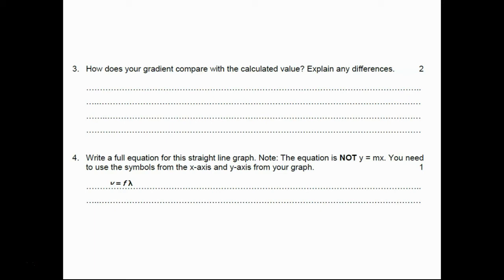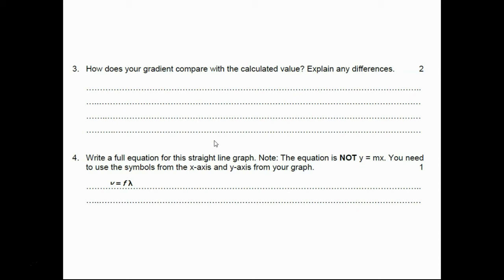Looking at this question, how does your gradient compare with the calculated value? Explain any differences. Well, you've seen the calculated value, that's 35.2. You've calculated the value from the experiment. How do they compare? First of all, you should say, are they the same or are they different? Now, if you think they are different, then what are some of the measurements made during the experiment that could lead to a difference in those velocities, those calculated and experimental values for the velocity?